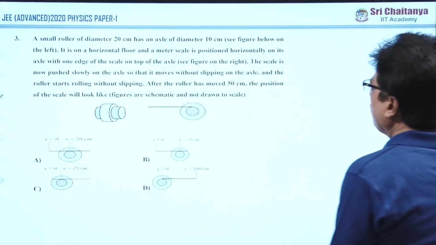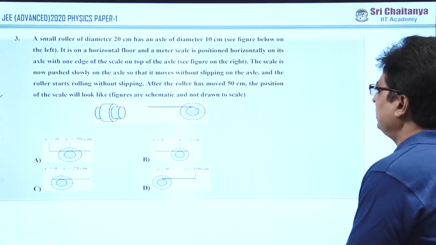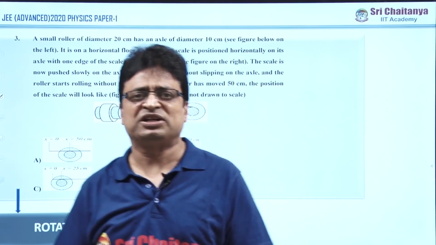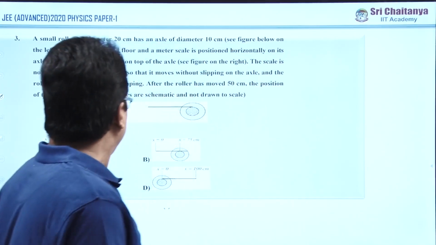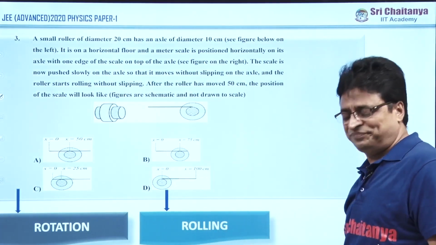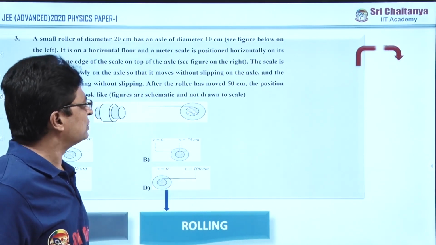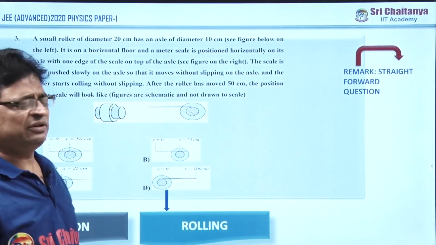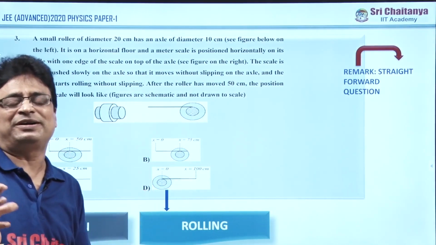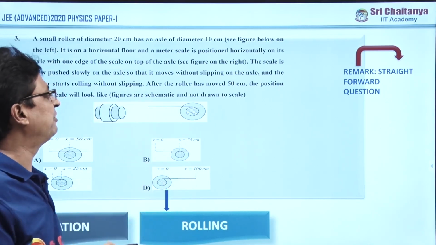Now coming to question number 3, if you have gone through this question, you will find that it is given under the chapter rotational dynamics. The chapter is rotation, and the subtopic under this rotation is rolling. Under this subtopic only, they have asked this question. And here the remark is that it appears somewhat different with the diagrams and that may give some sort of confusion, but not at all. It is a straightforward question.